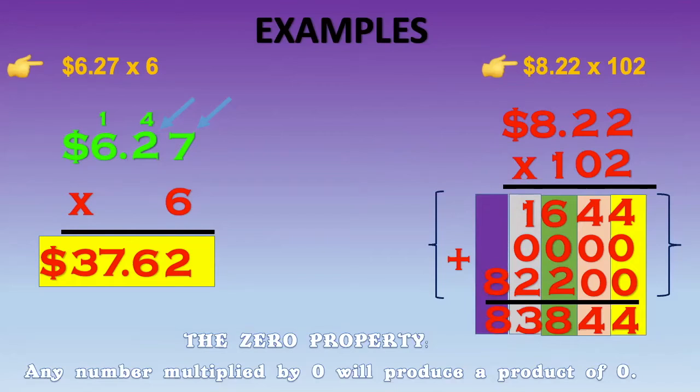Once again, we count the total digits to the right of the decimal point. 1, 2. So, we place the decimal point in the answer by starting at the right and moving 2 places to the left. That gives us an answer of $838.44. That is our final product.